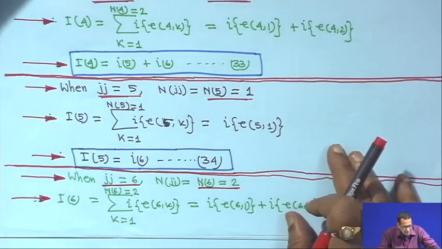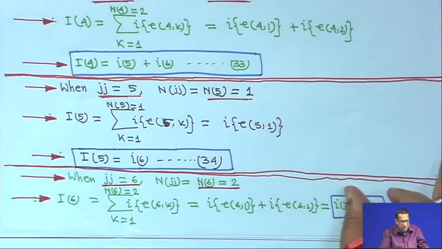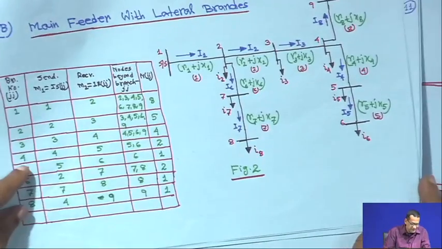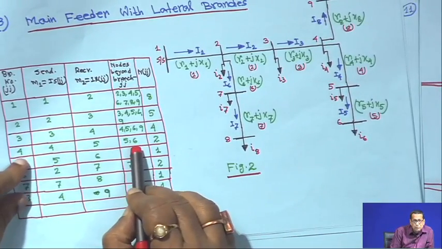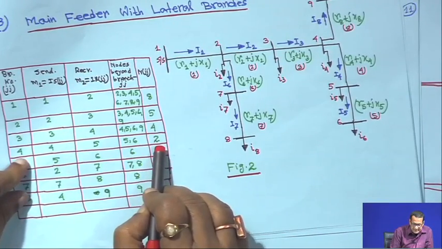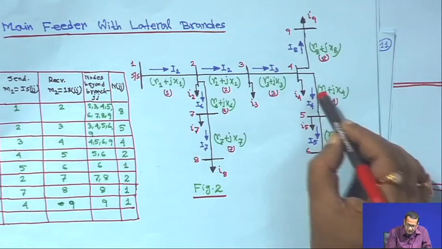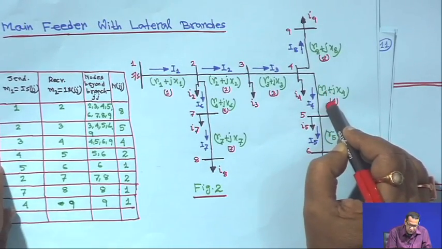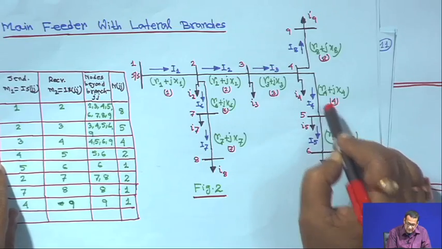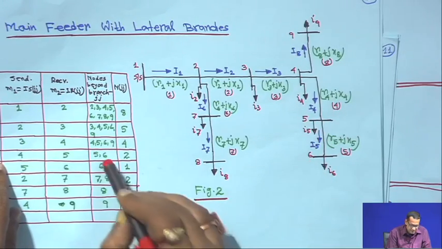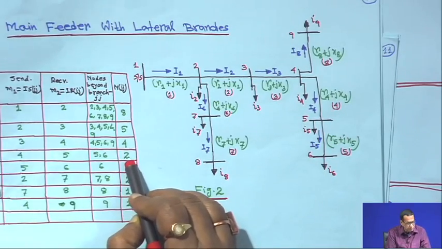Next is when Jj is equal to 4, branch Jj is equal to 4. There are 2 nodes, 5 and 6, and Njj, that is N4, is equal to 2. So, this is your branch 4, and beyond this there are 2 nodes, 5 and 6, and N4 is equal to 2.